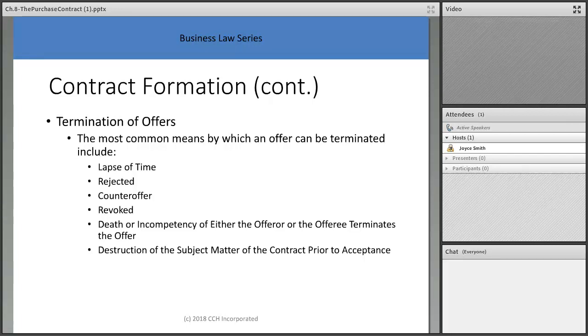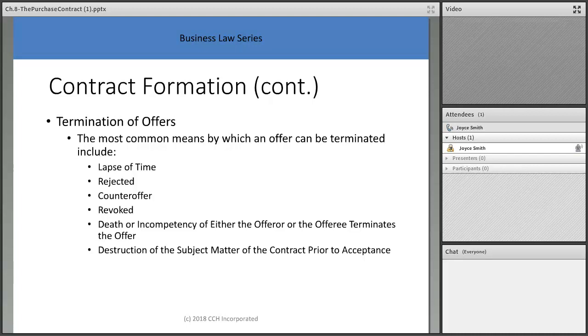So, I'm trying to buy a house and I die. Obviously, I can't go through with the contract. But if I'm trying to buy a house and the seller dies, the seller's estate can take over the contract.